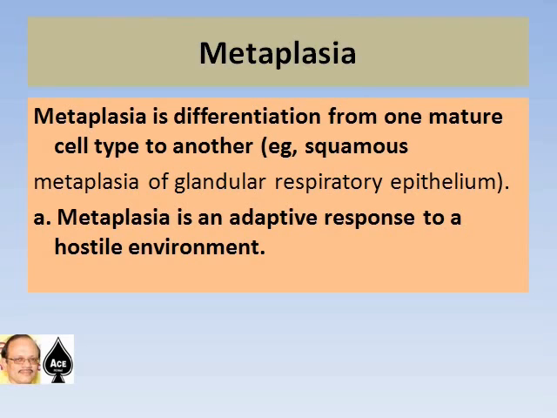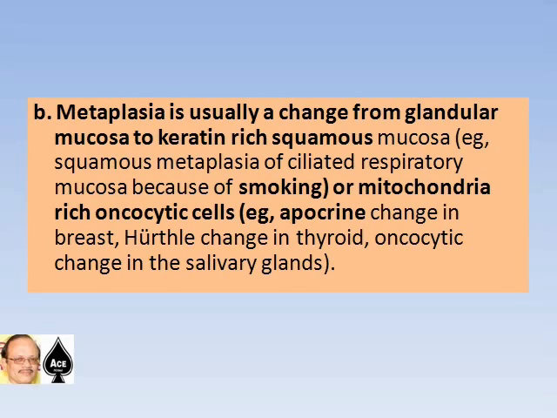Metaplasia. Metaplasia is differentiation from one mature cell type to another, like squamous metaplasia of glandular respiratory epithelium. Metaplasia is an adaptive response to a hostile environment. It is usually a change from glandular mucosa to keratin-rich squamous mucosa, like squamous metaplasia of ciliated respiratory mucosa because of smoking, or mitochondria-rich oncocytic cells, like apocrine change in breast, Hurthle cell change in thyroid, oncocytic change in salivary gland.